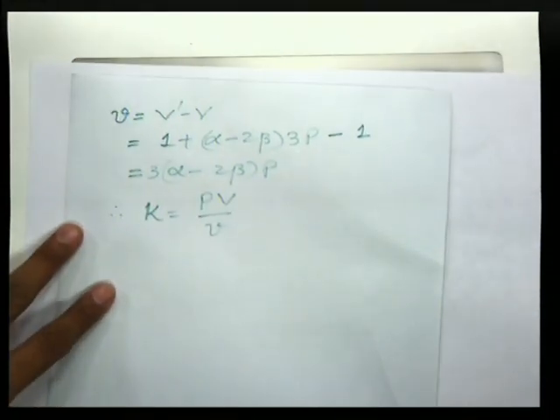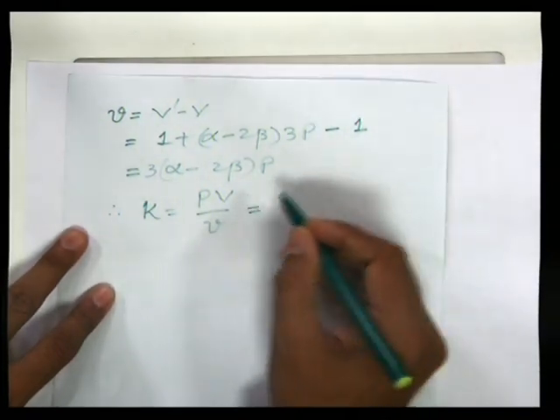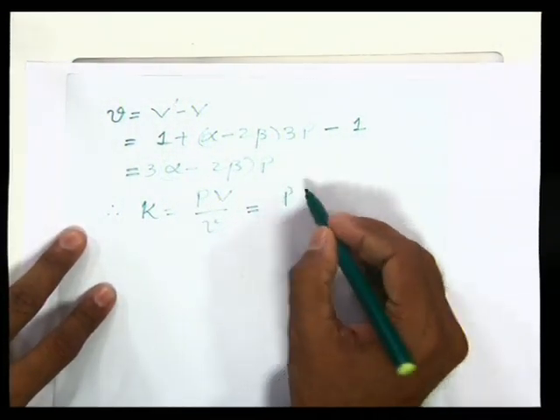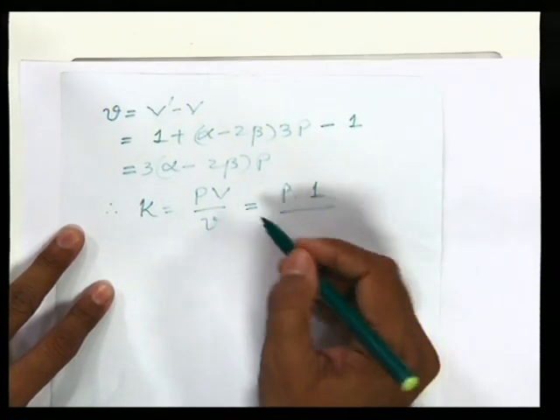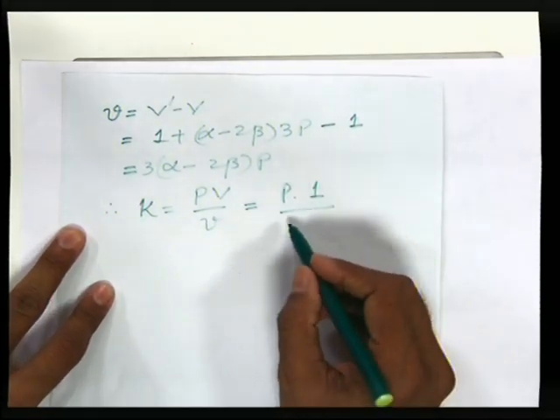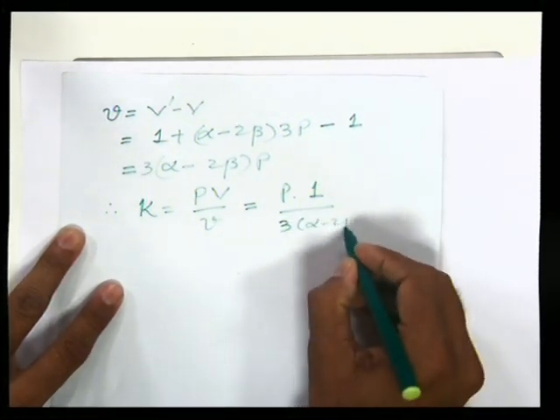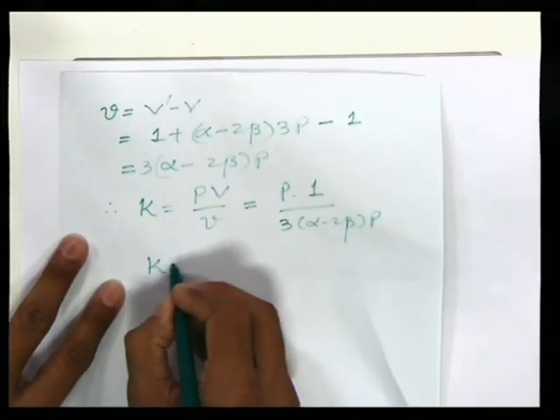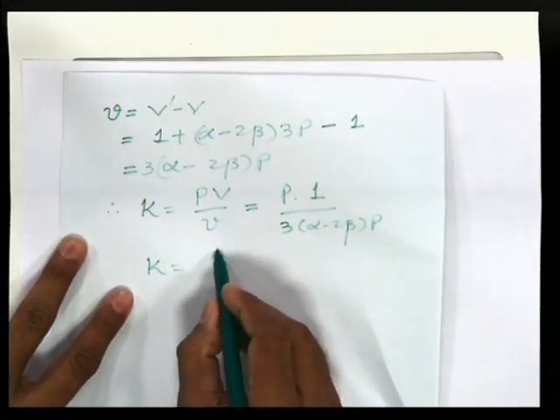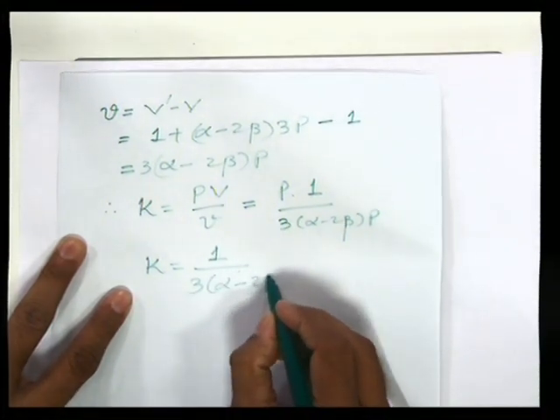This is a small change in volume, and therefore bulk modulus K equals P into V divided by small v. Now P is pressure, capital V is original volume, that is 1, and small v is the change in volume. So it is 3 alpha minus 2 beta into P. Therefore finally we get K equal to 1 upon 3 alpha minus 2 beta.